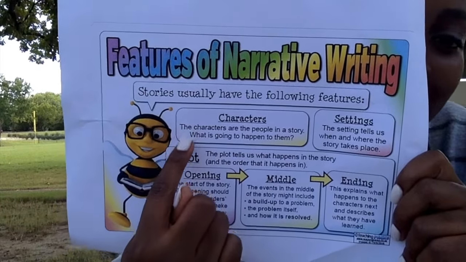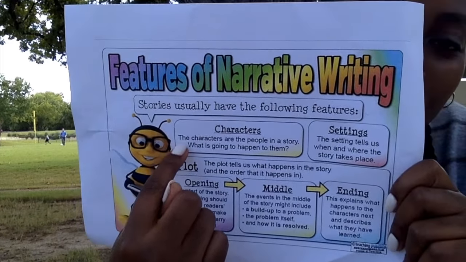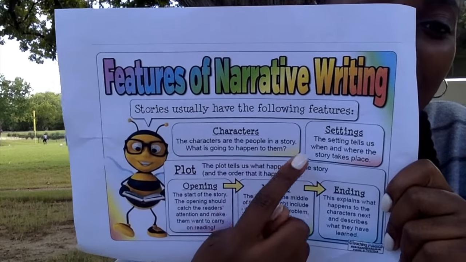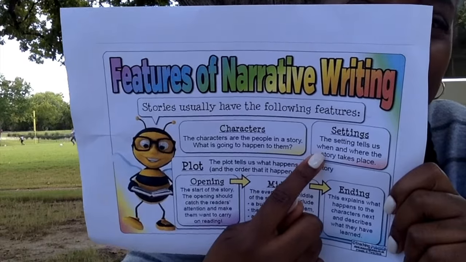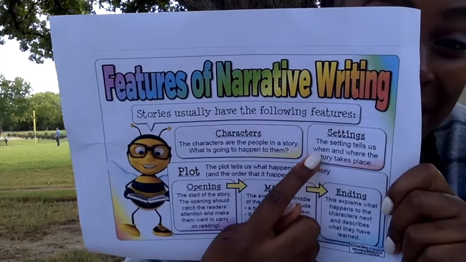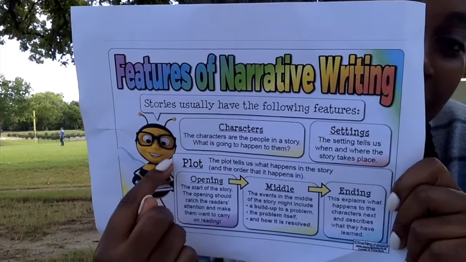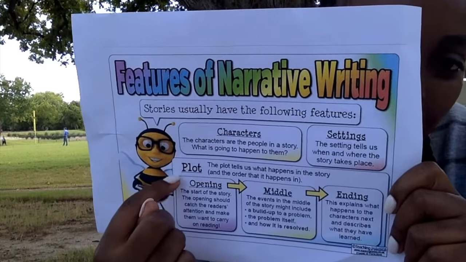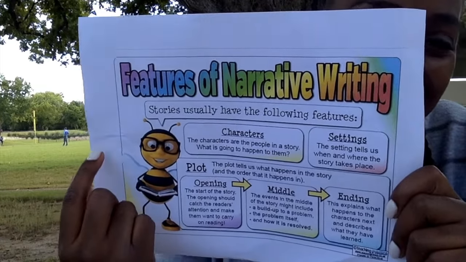Starting with characters, you always want to make sure that your story has a minimum of one character in it. Moving on to setting, where does your story take place? Whether it's at a school, a coffee shop, a museum. And then, of course, you want to build out the plot. The plot has to include a beginning to your story, a middle, and an end.